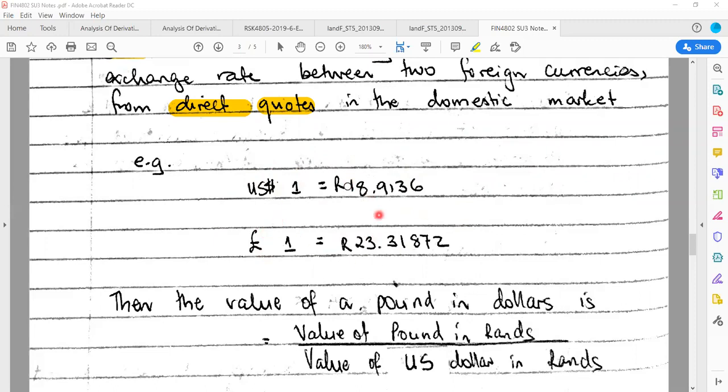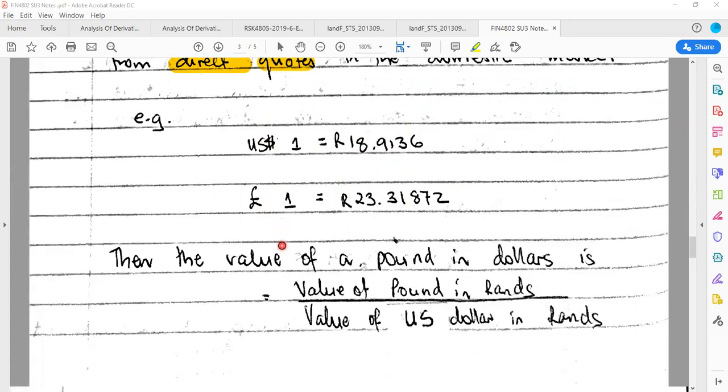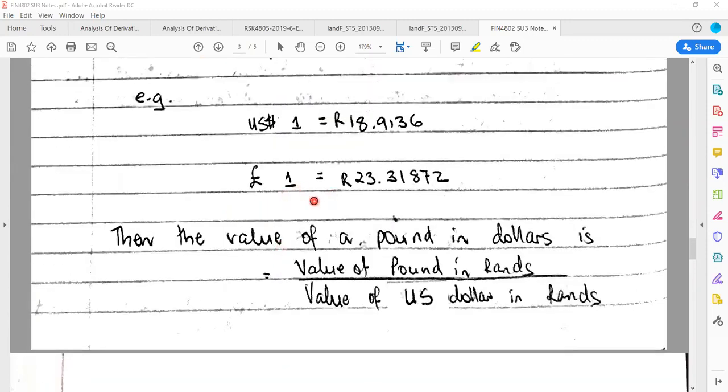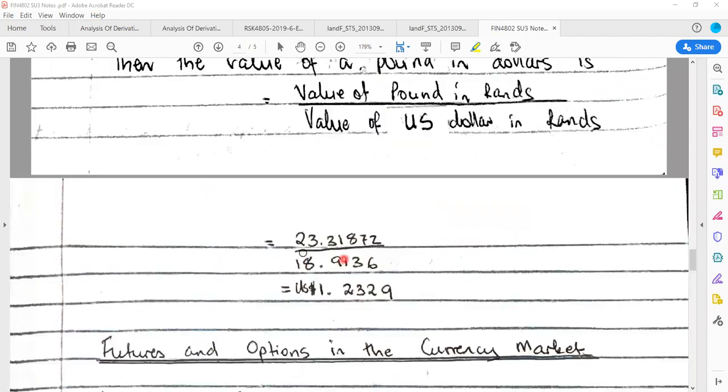Let's say we want to quickly determine what the exchange rate actually is between pounds and dollars. Let's say we want to determine how much 1 pound is worth in dollars, okay? And to do this, the value of a pound in dollars, we simply take the value of the pound in rands divided by the value of the US dollar in rands. And then if we divide these two, we get 1.2329.